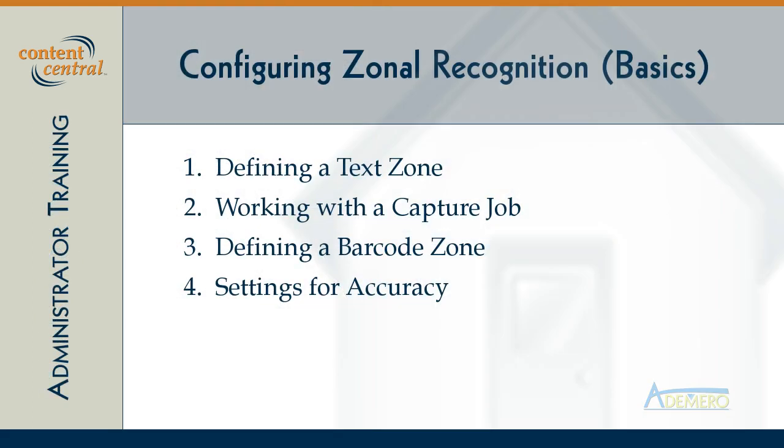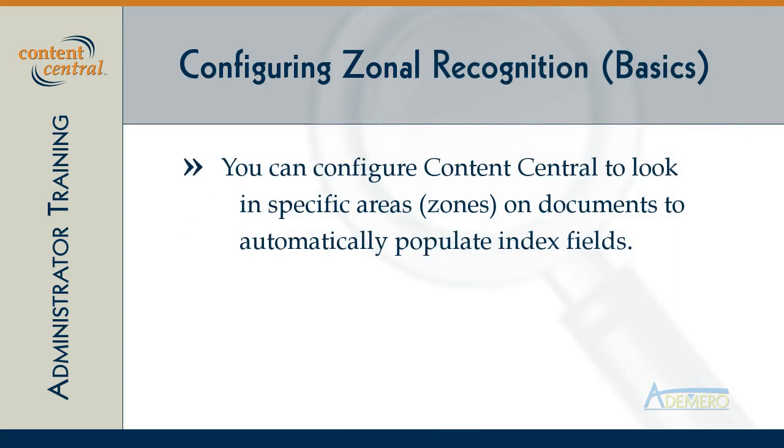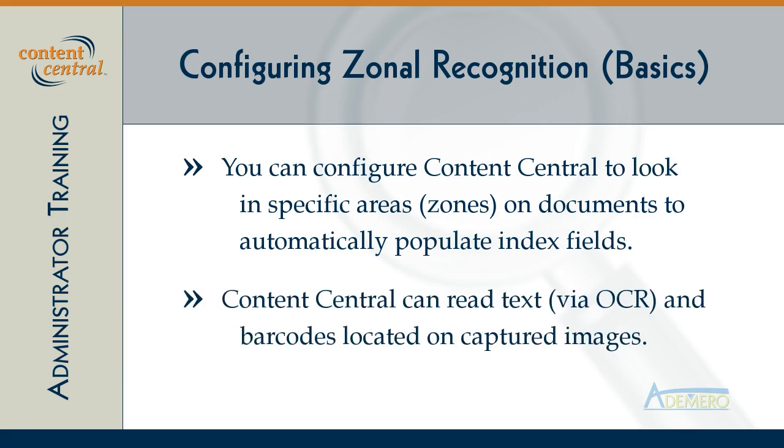In this video, we'll cover the basics about how you can configure Content Central to fill in field values using barcodes or the text on your documents. For each document type, you can configure Content Central to look in a specific area, or zone, for information to pull into a field. Content Central can look in that zone for some text, like a PO number, or it can look for a barcode that contains the information for one of your fields, like a client ID.